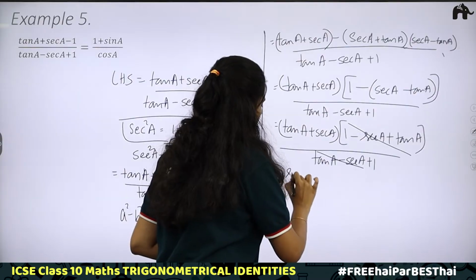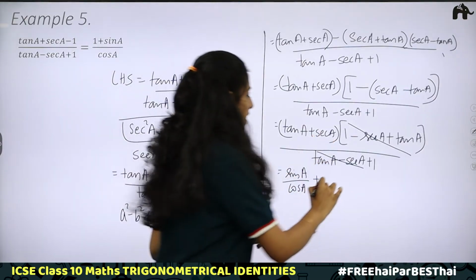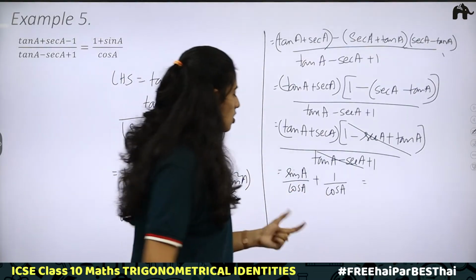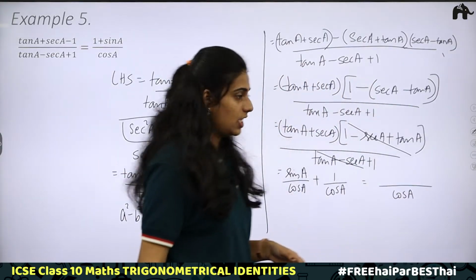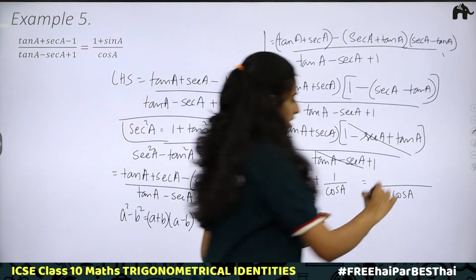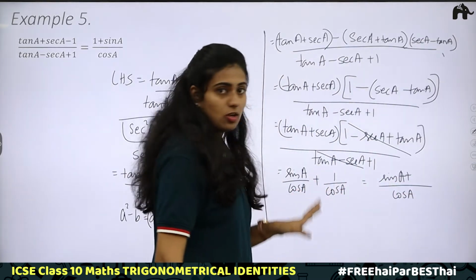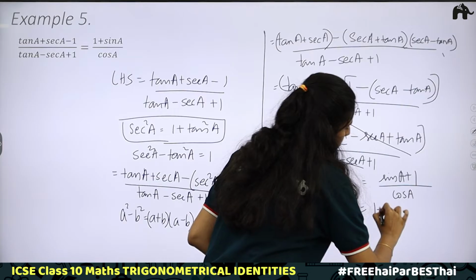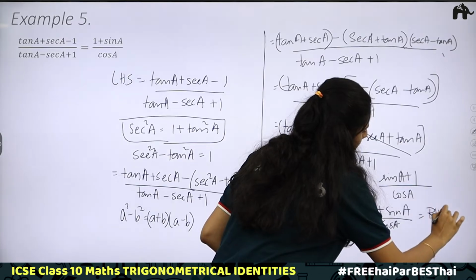Tan A is equal to sin A by cos A plus sec A. What is sec A? Sec A is 1 by cos A. From this we can take the denominator common, that is cos A. Therefore, when the LCM is taken, we get cos A in the denominator. What about the numerator? Here we have cos A, then 1 into sin A, sin A plus. Here we have 1, and cos A is there in the denominator, therefore 1 into 1 which is 1. So we got 1 plus sin A divided by cos A, which is the required right hand side.